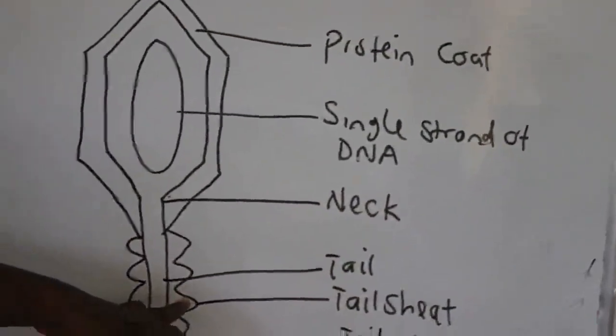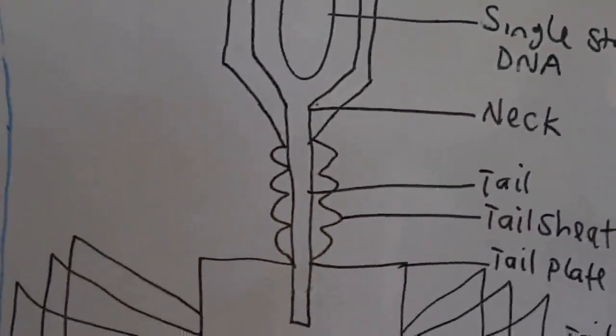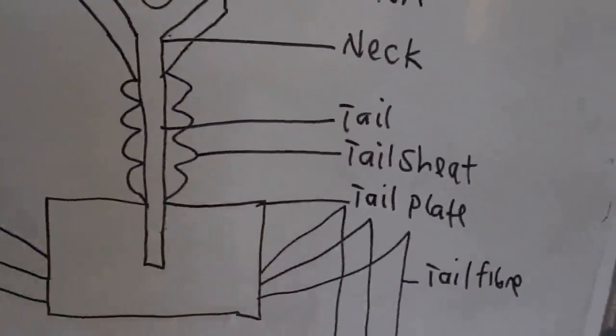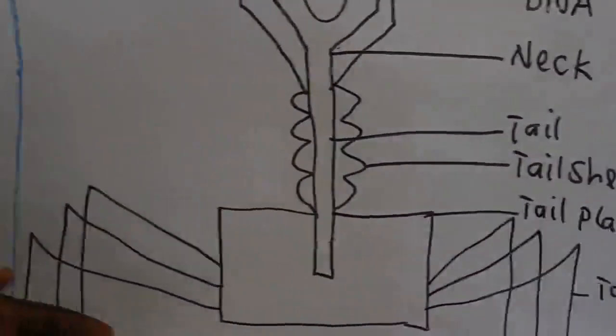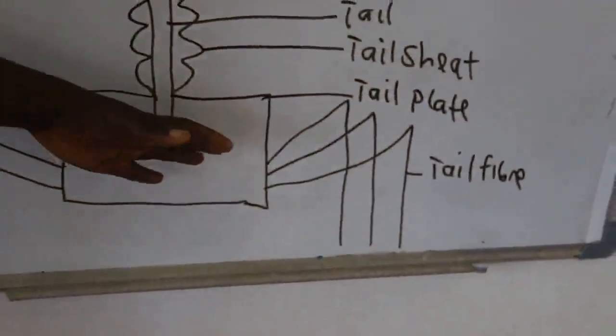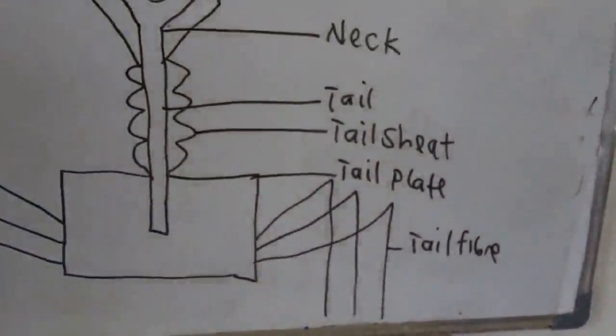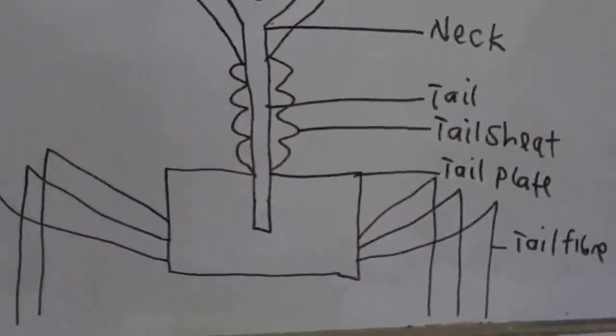Then we have the tail sheet, the sheet that protects the tail of the virus. And then we have the tail plate, the plate on which the tail is built up. And then we have fibers down here on the tail plate. And these fibers are components of the tail plate of the virus.